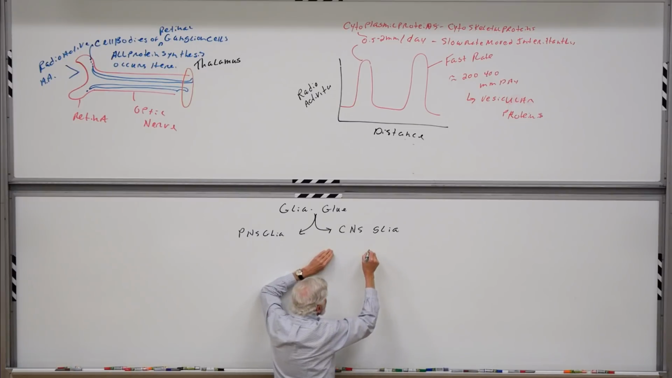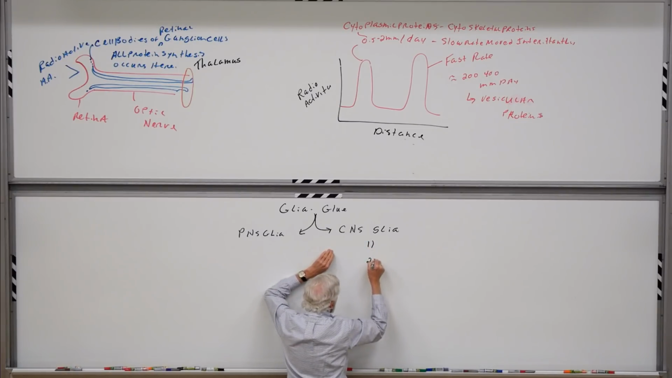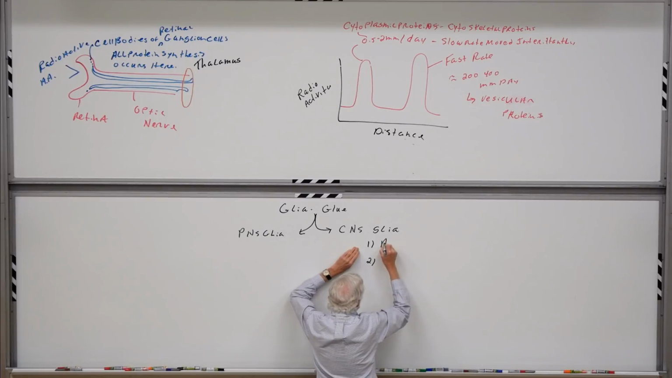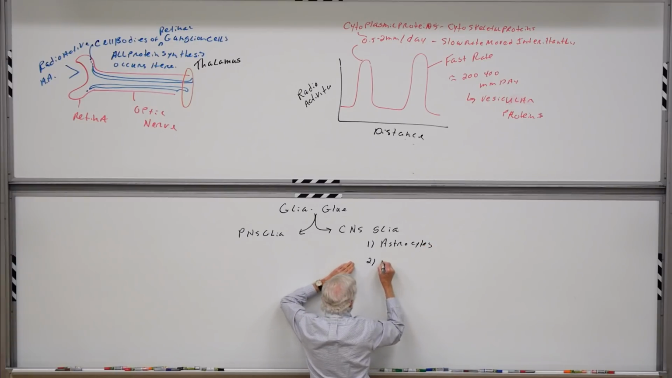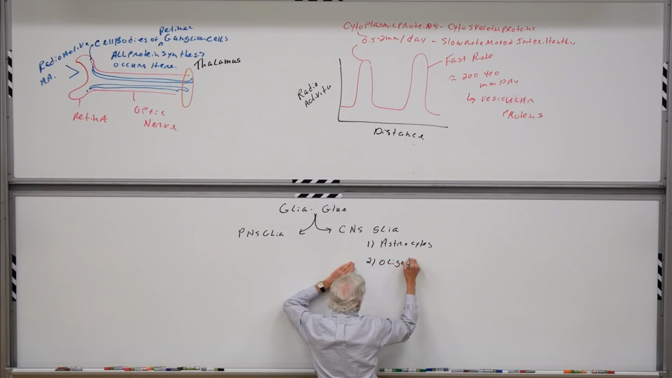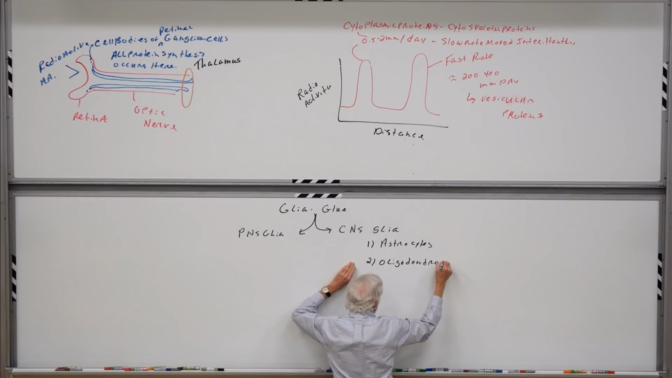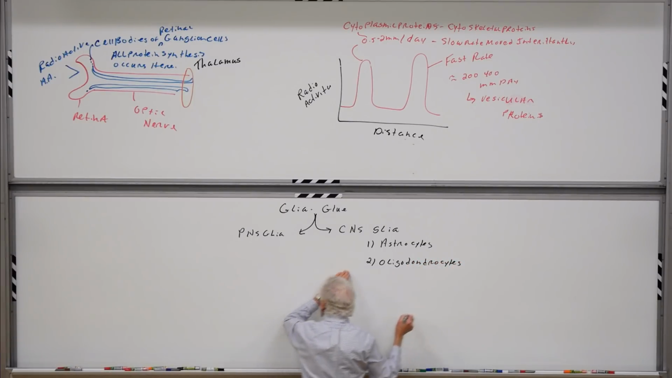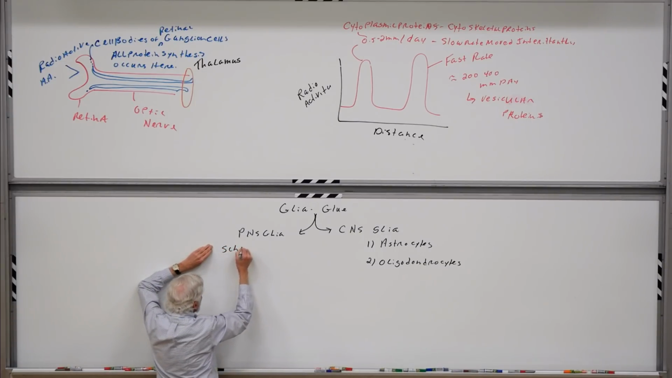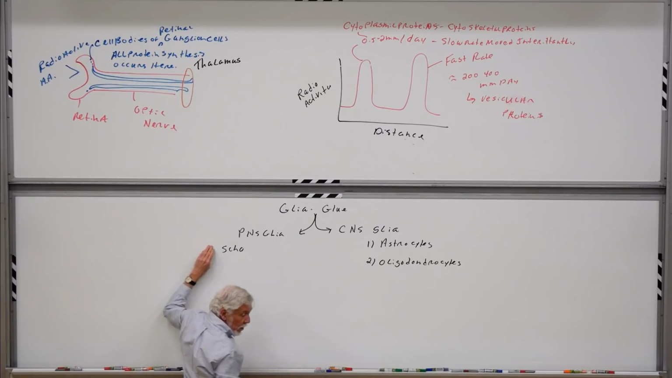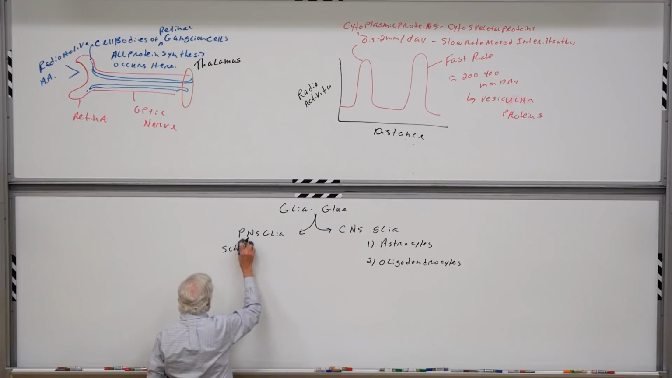The central nervous system glia come in two major types. These are the astrocytes and the oligodendrocytes. In the peripheral nervous system, we have only Schwann cells, which are also known as the neurolemmacytes.